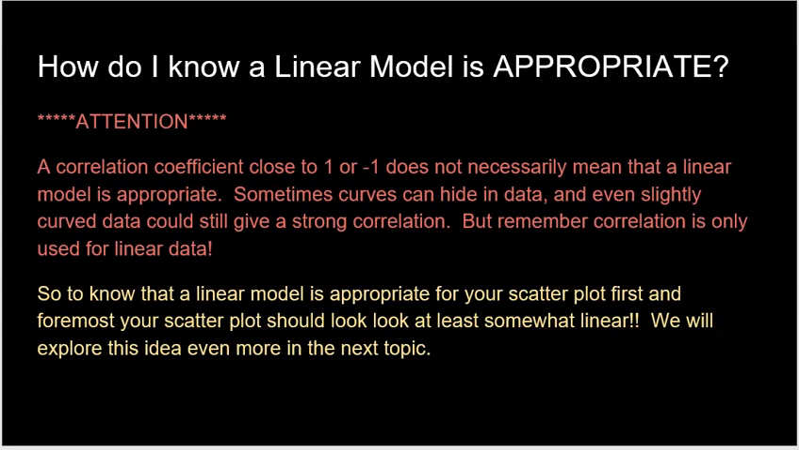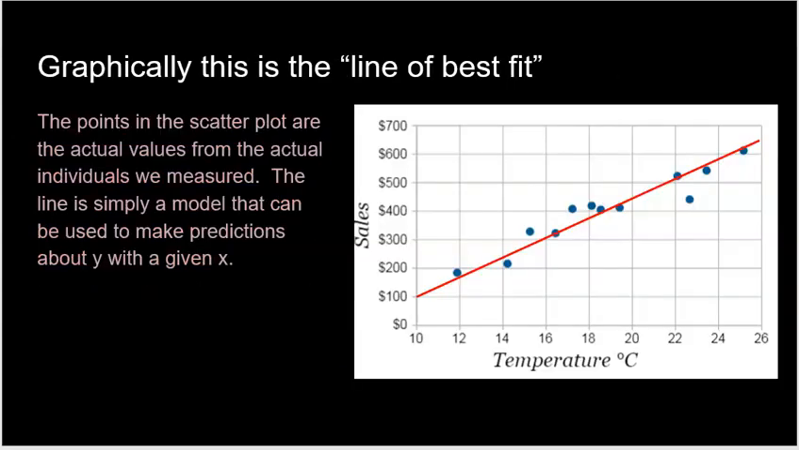So to know that a linear model is appropriate for your scatter plot, first and foremost, your scatter plot should look like it's at least somewhat linear. We will explore this idea even more in the next topic. But go back to this scatter plot right here. How do I know putting a line through my data is the appropriate model? Because it looks linear, right? I don't see a giant curve.